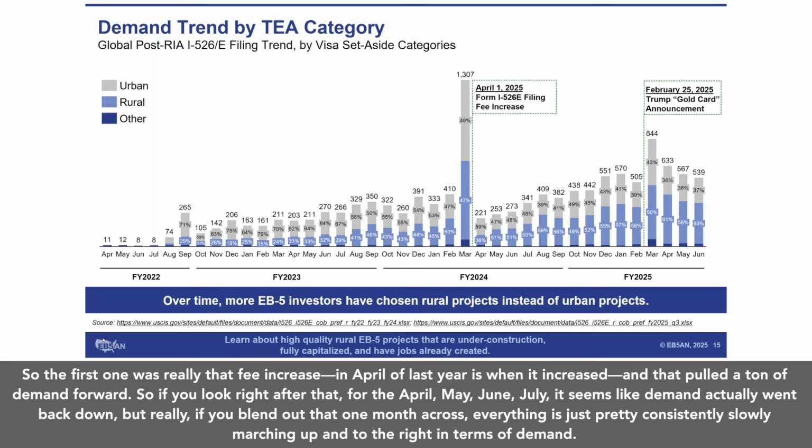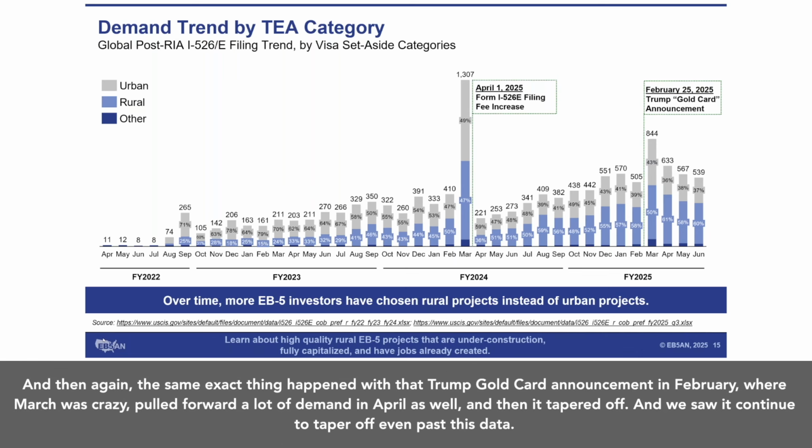So if you look right after that, for April, May, June, July, it seems like demand actually went back down. But really, if you blend it out across, everything is just pretty consistently slowly marching up and to the right in terms of demand. And then again, the same exact thing happened with that Trump gold card announcement in February, where March was crazy, pulled forward a lot of demand, in April as well, and then it tapered off.